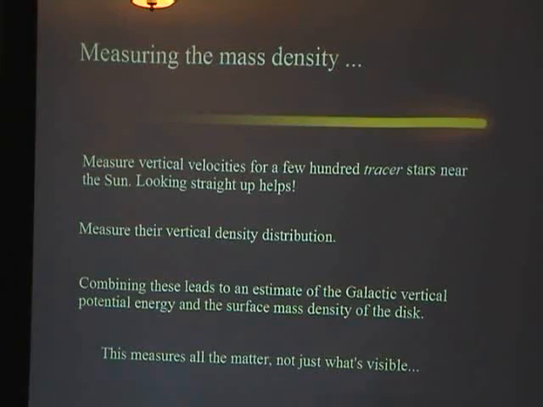Well, you can look at one star for a few million years, or you can look at a few hundred or a few thousand tracer stars for a few years. And looking straight up helps a lot, because all you need to do is measure the radial velocity of the star, which is very straightforward, and that tells you how fast it's moving up and down. So, in short, by measuring the vertical density distribution of stars and the kinetic energy, the radial velocity of the stars, the balance of those two is just the balance between potential energy and kinetic energy, and that's how you can reconstruct the amount of matter in the galaxy.